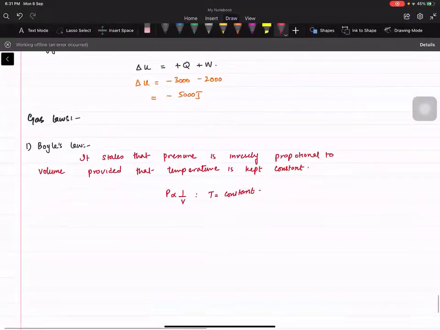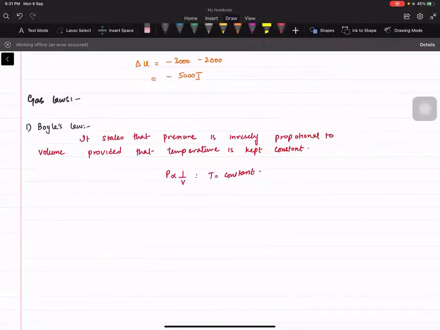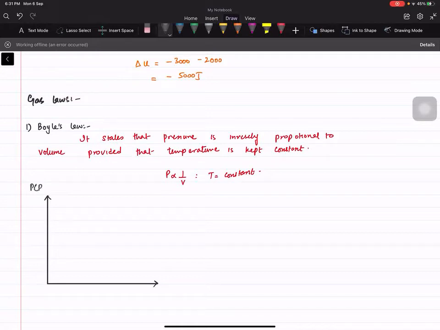Now, if I draw the graph of it, suppose this is the graph. This will be pressure in pascals. This is going to be volume in meter cube. The curve for an inverse relationship, remember, is always going to be like this. Now I am going to put certain points on it, like A, B, C, and D. As the volume increases, the pressure decreases. Everybody can see that.